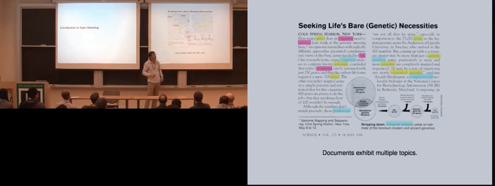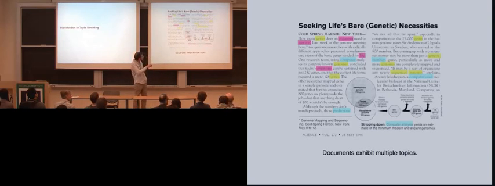Here's a picture from Science Magazine again, and it's called Seeking Life's Bare Genetic Necessities. It's about determining the number of genes that an organism needs to survive in an evolutionary sense over millions of years. And what the authors of this article did was they used some data analysis techniques to determine that number.